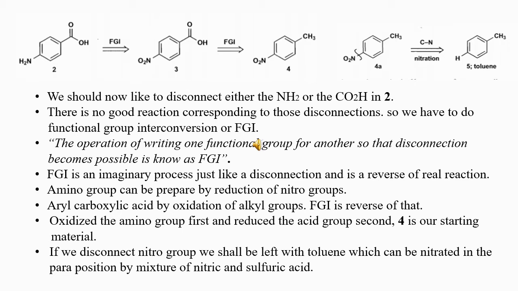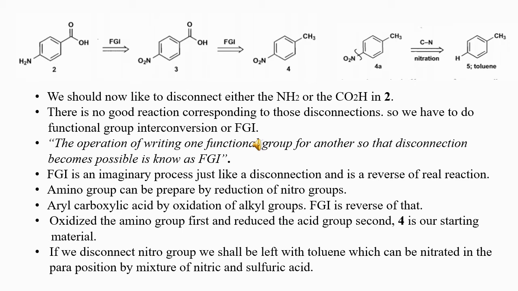As we have seen, disconnections are imaginary. If we want to get a target compound, we just imaginarily think about the disconnections to get the starting materials, to think about the starting materials from which that can be made. Similarly, FGI is also an imaginary process. And the reverse of this FGI is a real reaction. Now, as I have told you, the amino group can be prepared by the reduction of the nitro group.